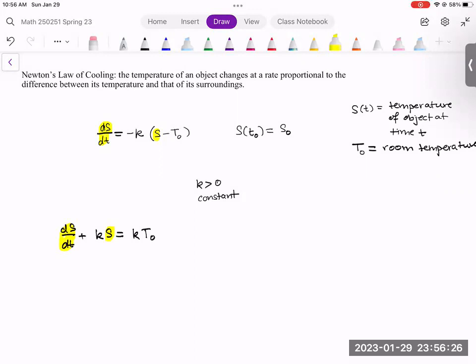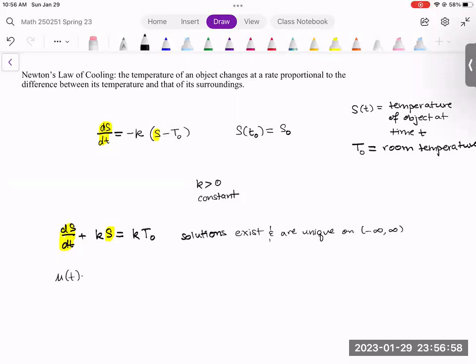If we look at this, we see that our functions k and k t naught are just constants. And so solutions here are going to exist and are unique for all real values. Okay, so that's good to know. We're going to build our integrating factor.